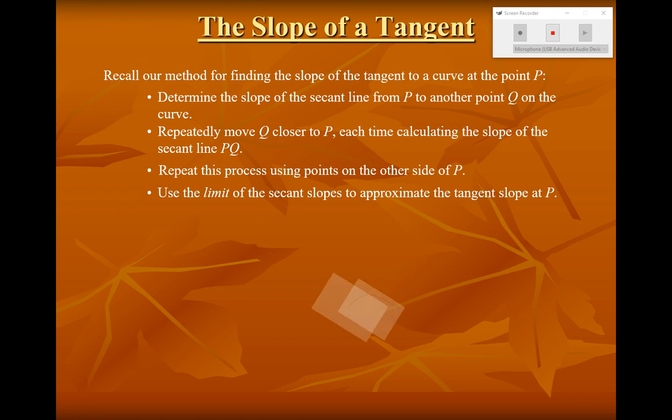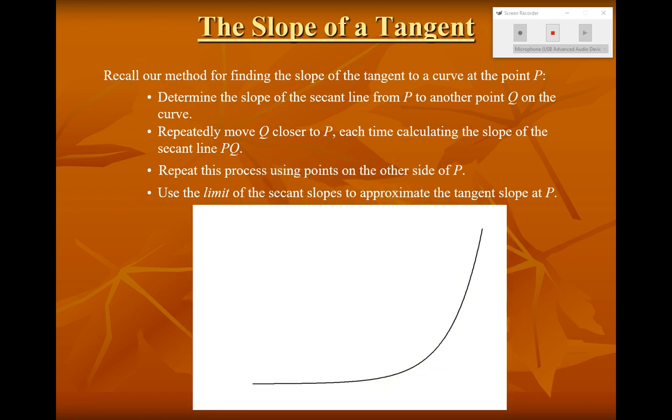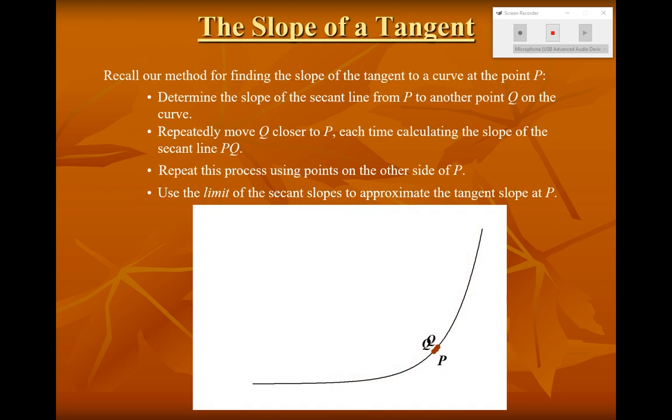Here's the beautiful animation that shows what's going on. You start with a point P that you want to find the slope of the tangent at. And you use these Q points on either side to get closer and closer. And as you get closer and closer, the slopes of those secants approach the slope of the tangent from each side.